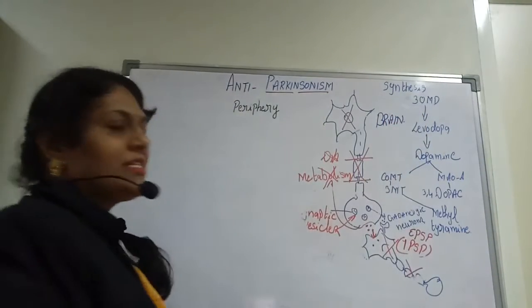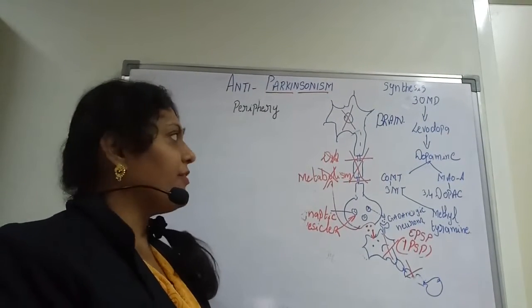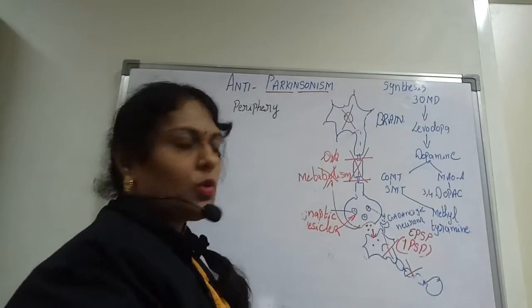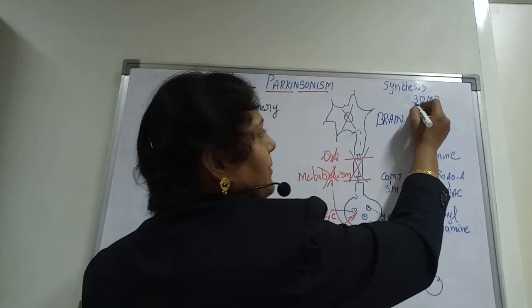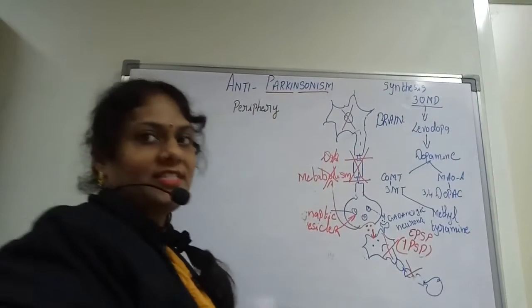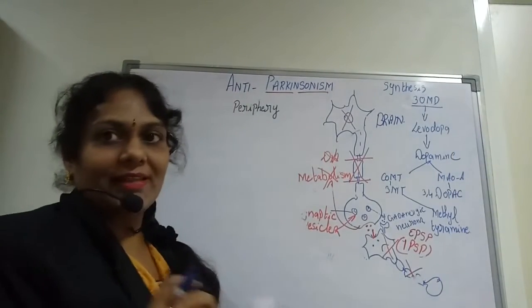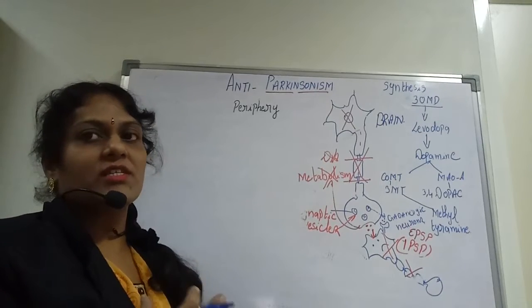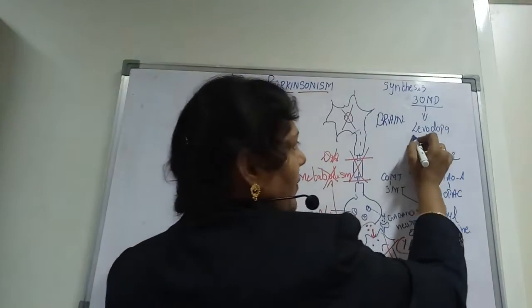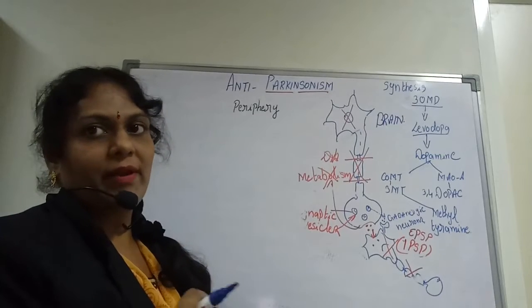Now we'll see how the dopamine is synthesized in the brain and how it is synthesized in the periphery. Here I am indicating three words, so I think you should focus on them. Here the synthesis is done by a word called 3-OMD. What does it stand for? It stands for 3-O-methyl dextrose. This methyl dextrose is very important for the synthesis of dopa. Once it is converted into levodopa, levodopa is one of the components which crosses the blood-brain barrier.